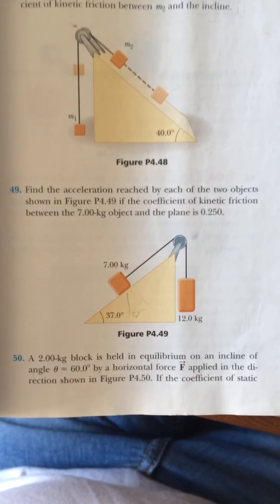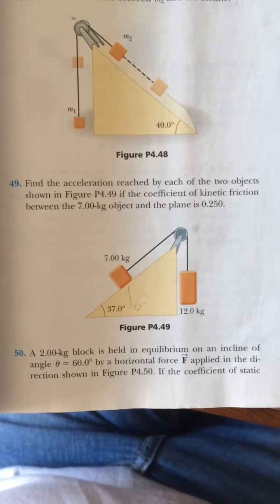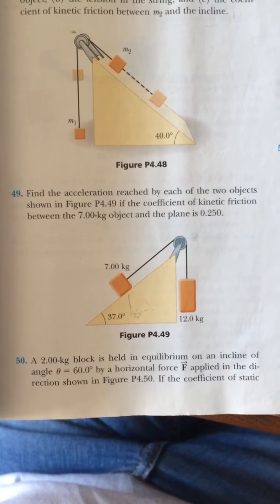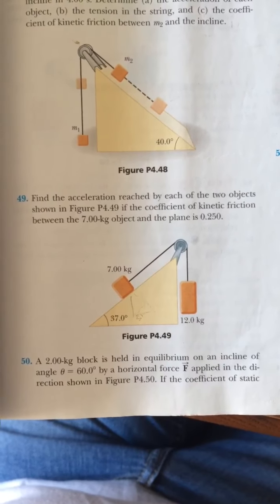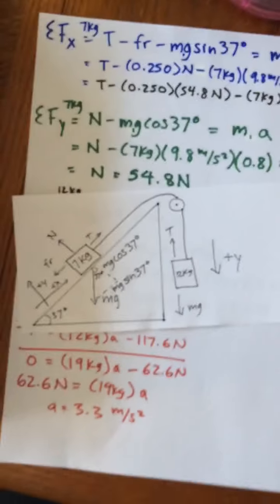Find the acceleration reached by each of the two objects shown in the figure if the coefficient of kinetic friction between the 7 kilogram object and the plane is 0.250. So first, I drew my diagram.